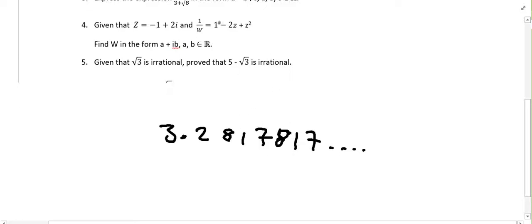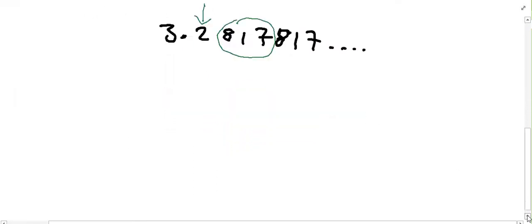So these are the numbers which are repeating themselves. The repetition is starting from 8 here. This is where the repetition is starting from. So you find that 817 is repeating itself, but not 2. 2 is not repeating itself. So the bar will be on 817.